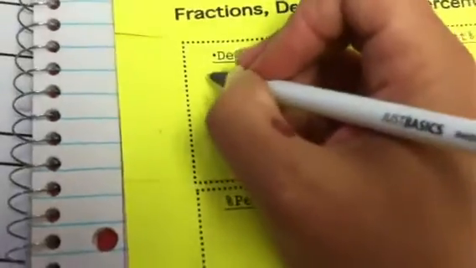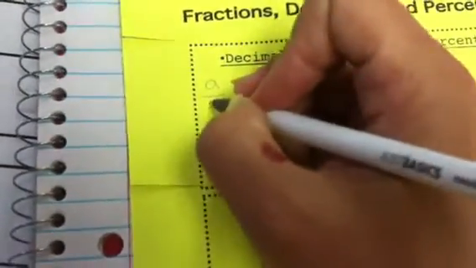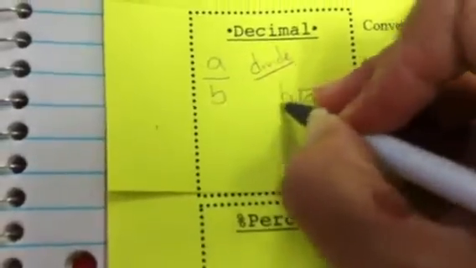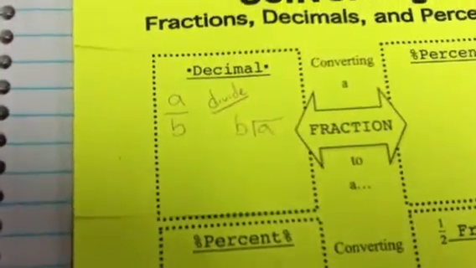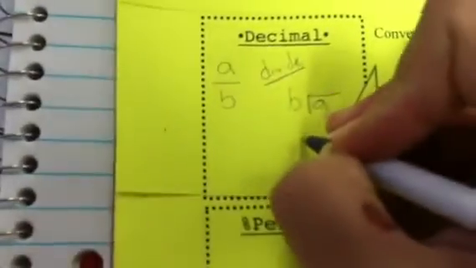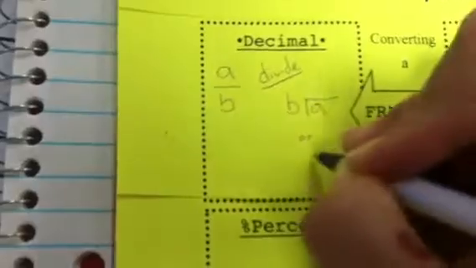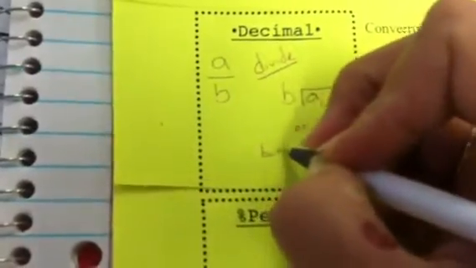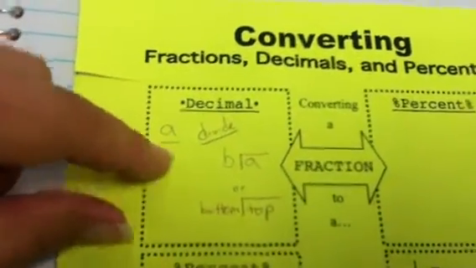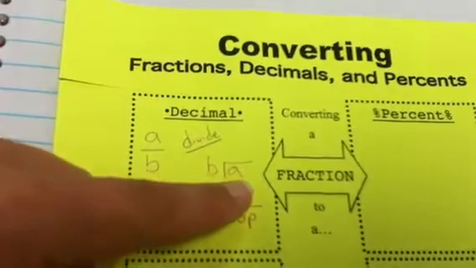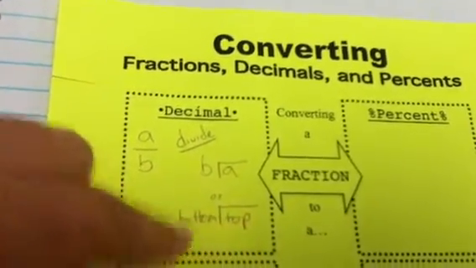The way to convert a fraction to a decimal is, let's say you have fraction A over B. Well, to convert that to a decimal, you need to divide. A goes in the house, and you divide it by B. The top number goes in the house, and you divide by the bottom. A divided by B, or top divided by bottom.